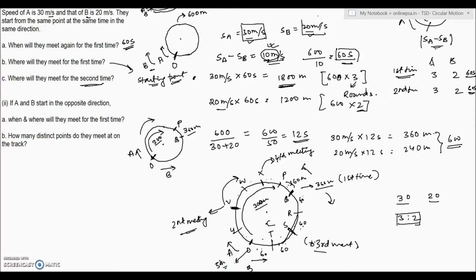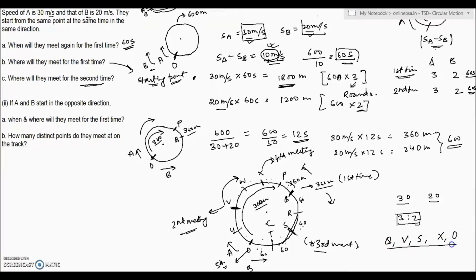Which means there are only 5 meeting points here. And what are those meeting points? The meeting points are: first time they meet at Q, second time they meet at V, third time they meet at S, fourth time at X, and fifth time at O. And O was our starting point when they started the race in the opposite direction.